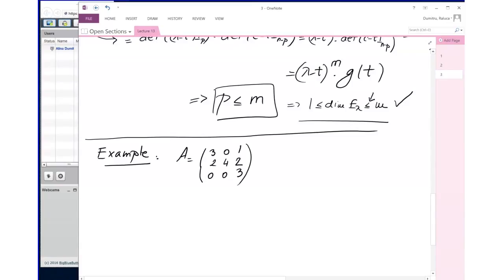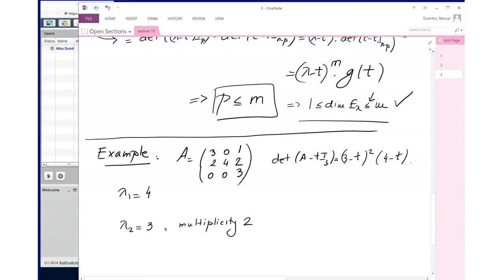Let's work on this one and see if it's diagonalizable or not and connect it to the multiplicities. When you compute the determinant of A minus T identity, 3 by 3, it will reduce to this. So A has two eigenvalues: lambda 1 equals 4 and lambda 2 equals 3. The second one has algebraic multiplicity 2, and the first one has multiplicity 1.